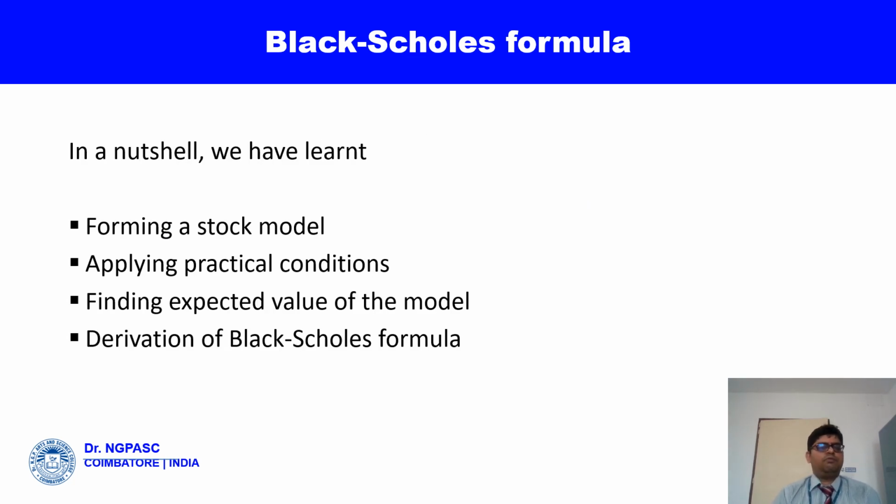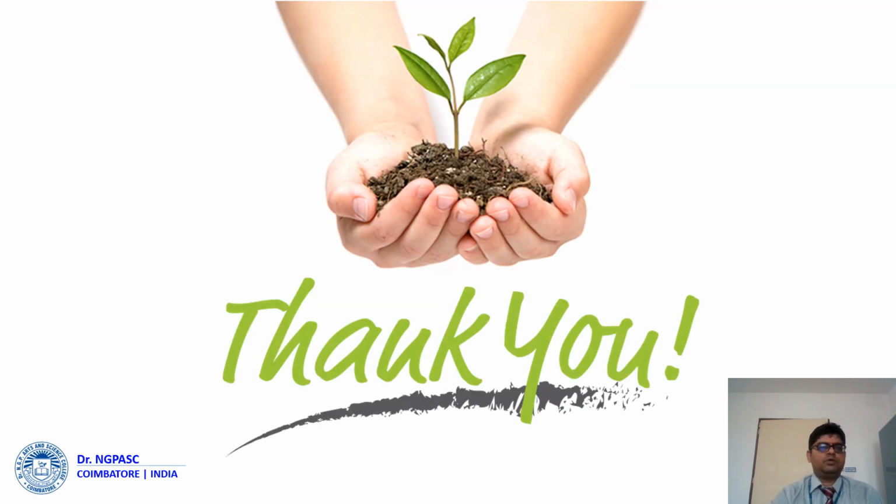So as mentioned, what you have studied here is how to form a stock model using the portfolio values, applying the practical conditions. Instead of Brownian, you have to use normal conditions. That is, for practical purposes, you are applying those conditions and finding the expected value of the model, and finally deriving the Black-Scholes formula. As I already told you, this is the most important formula in the theory of option pricing. So thank you.